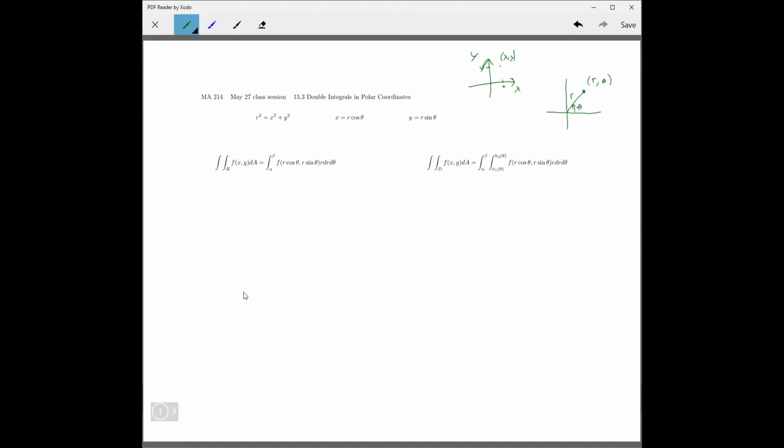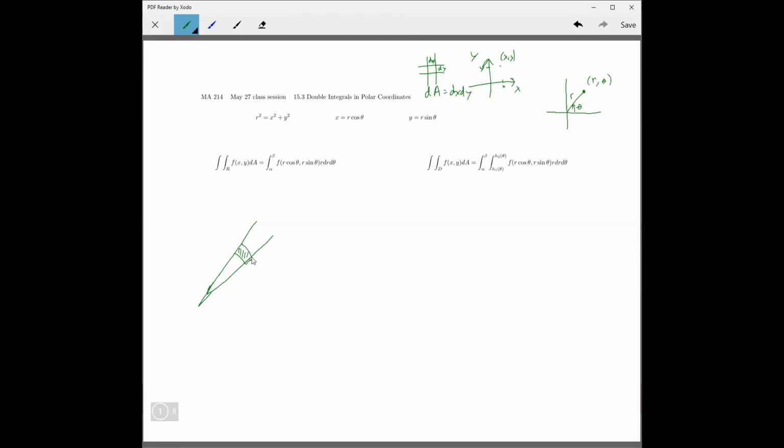Now, when you're dealing with polar coordinates, let me try to give you an idea of what's happening here. Remember, in Cartesian coordinates, we have these little rectangles, and the area of a rectangle would be dx dy, right? Basically, the dA right there. But in polar coordinates, what you're dealing with is something like this. Let's say this is the origin right here, and this is your little area right here.